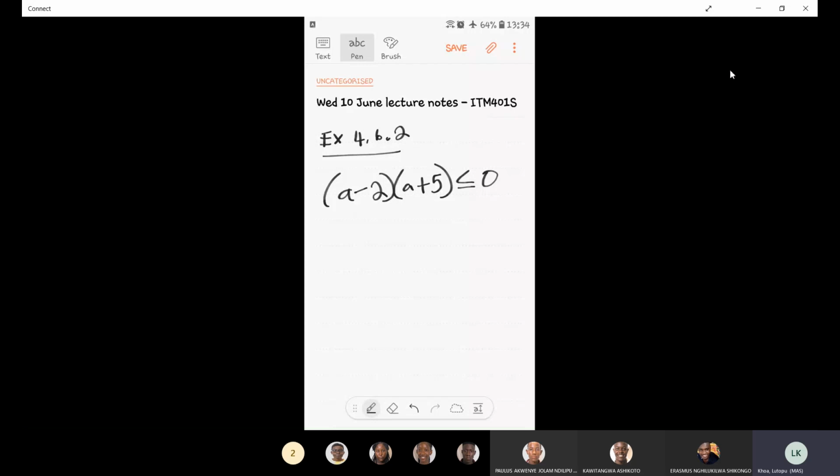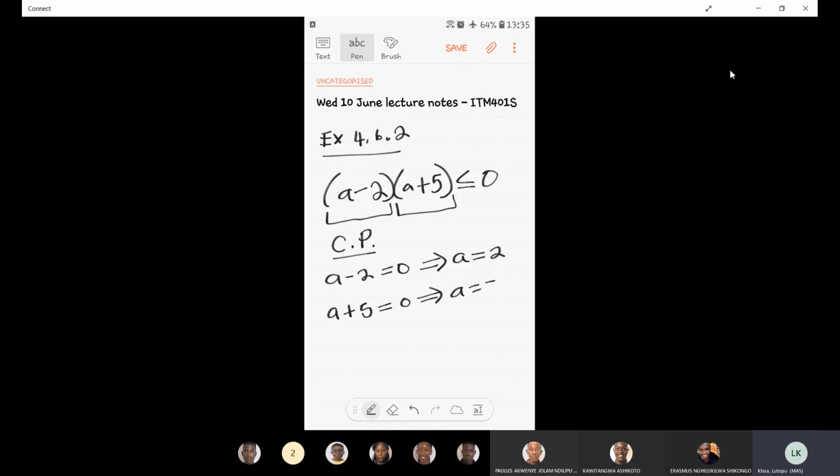Usually the first thing we would have to do when we're given a quadratic inequality to solve is to factorize it. This one is already factorized, so we can skip that step. The second thing we would have to do is to find the critical points. The critical points are the values of a that make your brackets equal to 0. So a - 2 = 0 means that a = 2, and for the second one, a + 5 = 0, which means that a = -5.